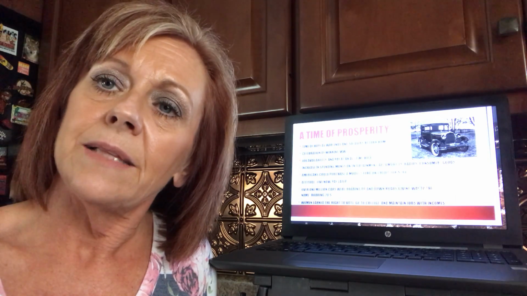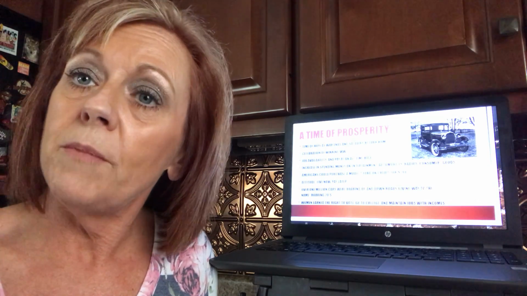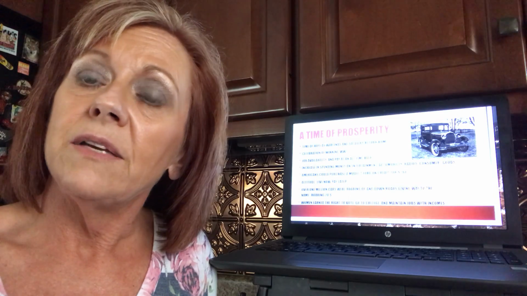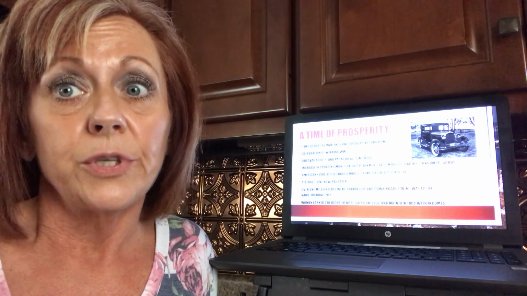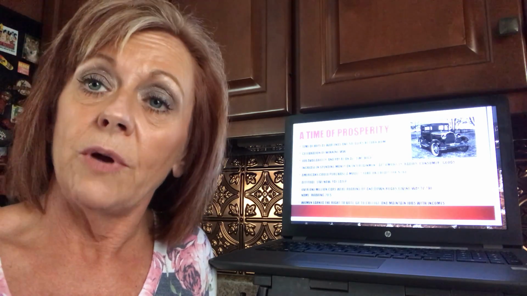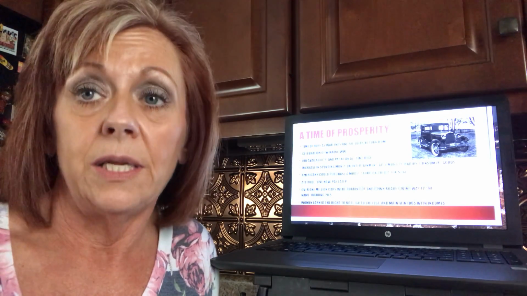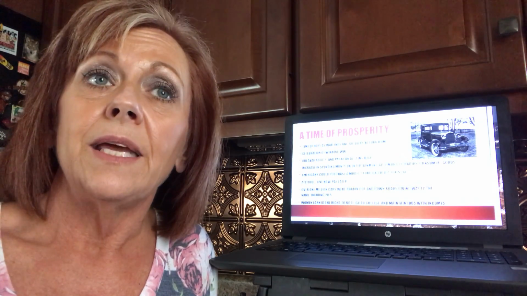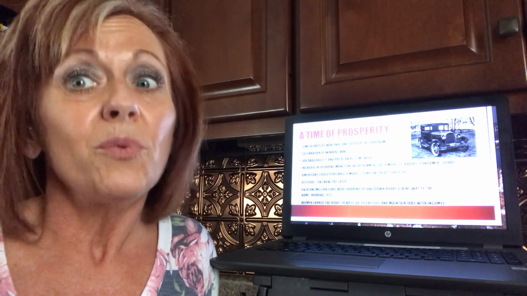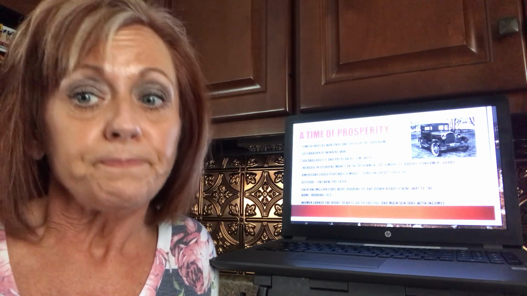Because banks in the 1920s began lending money to individuals, and you could buy things like a refrigerator or a car on credit, and then you paid it back on installment plans. So people were buying things with money that they really didn't have at that time.